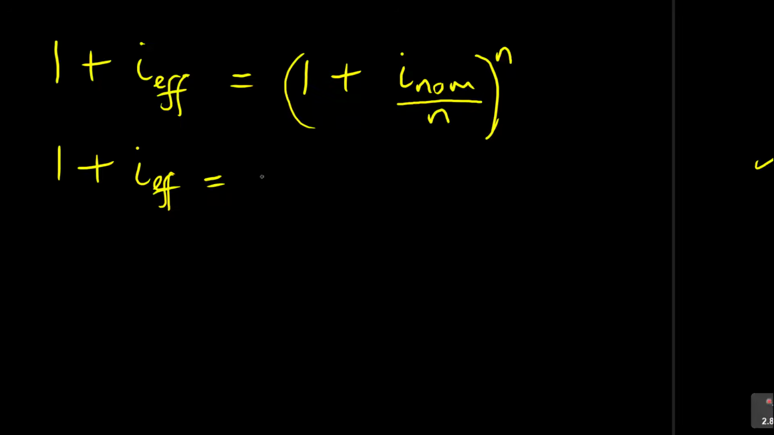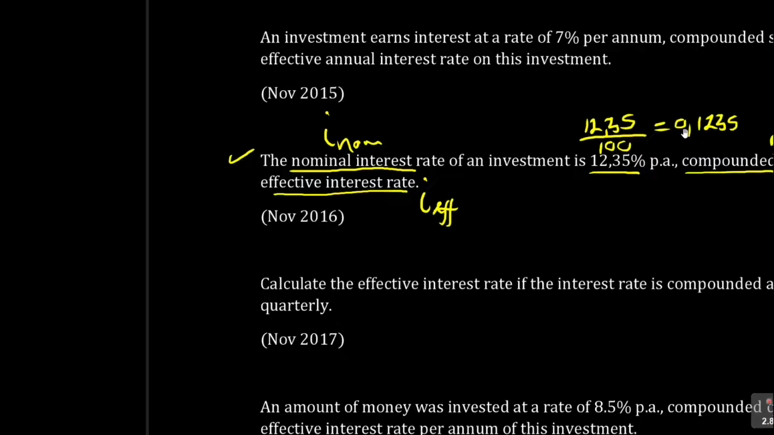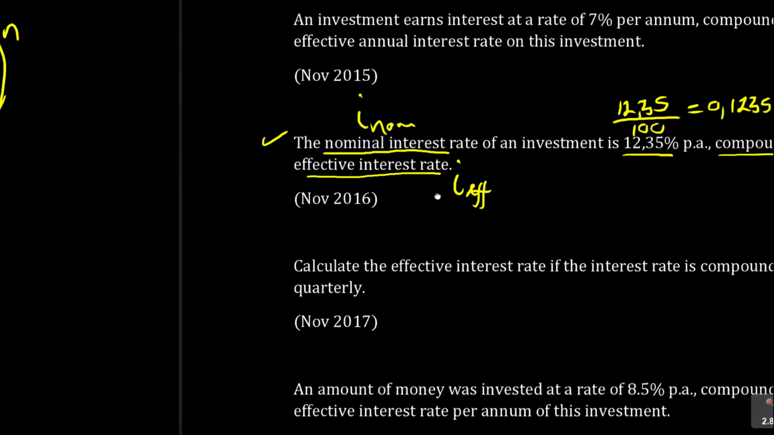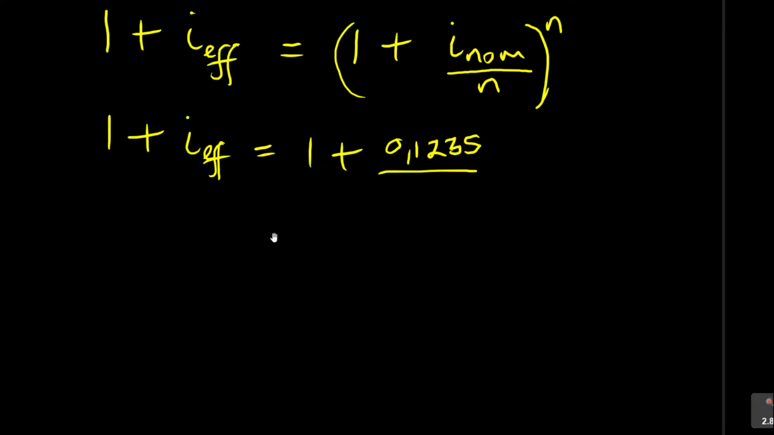Alright, from there, now you take the information you have. IEFF is equal to 1 plus, come back to the information, your I norm is 0.1235, and then they said compounding was monthly here, so n is 12. You see that where n is equal to 12, also here you've got a 12. Don't get confused at this stage.